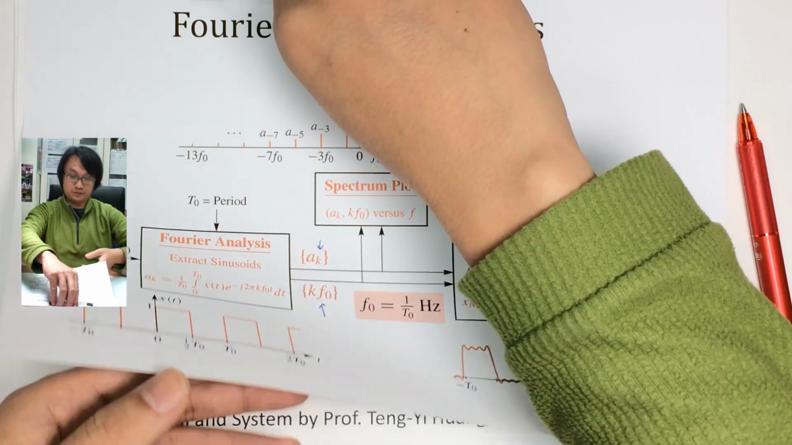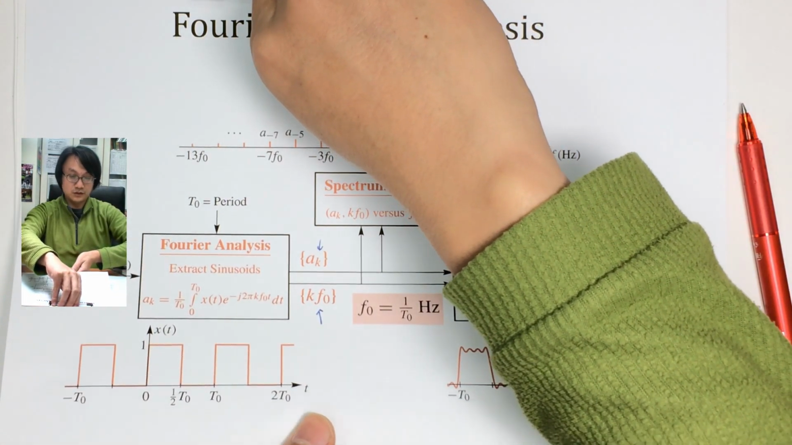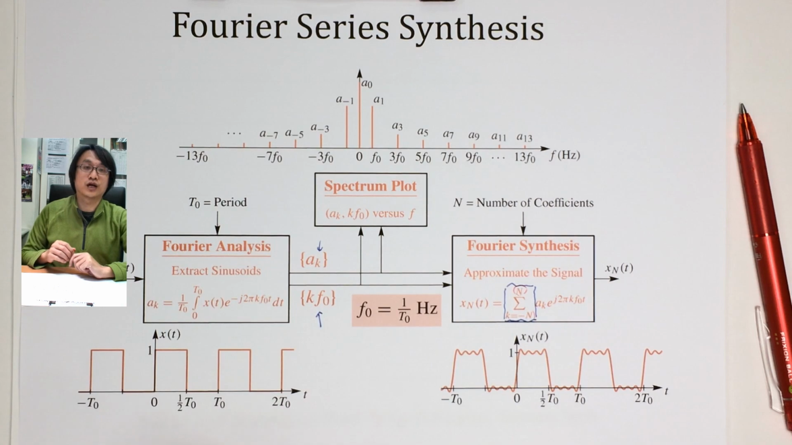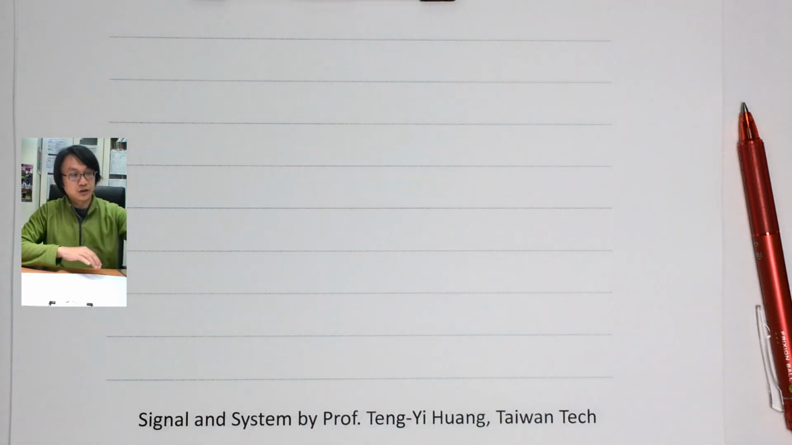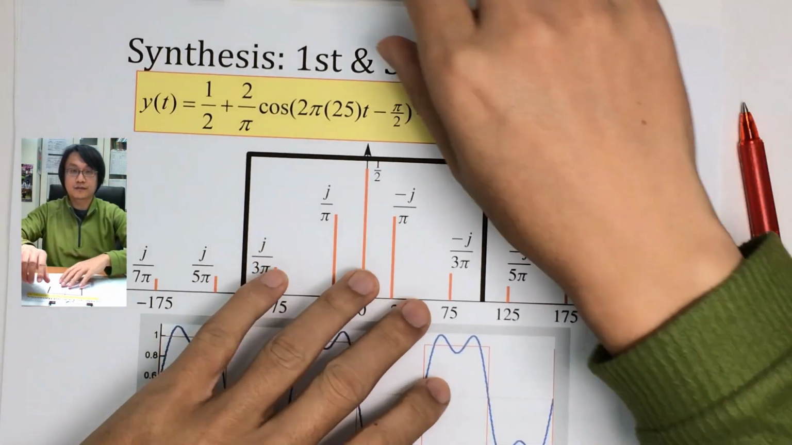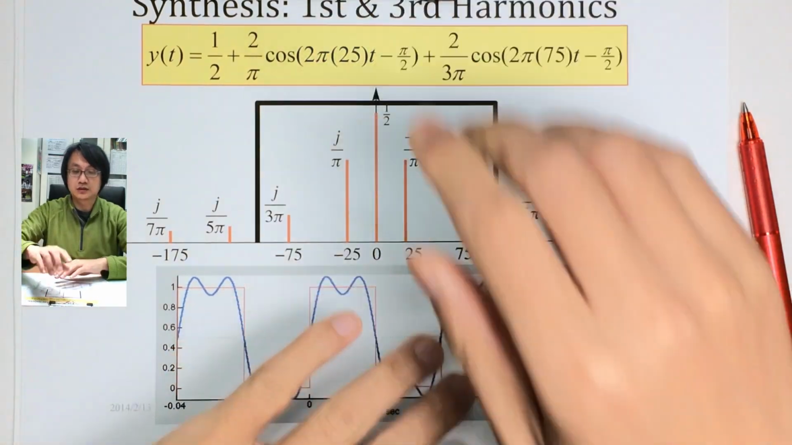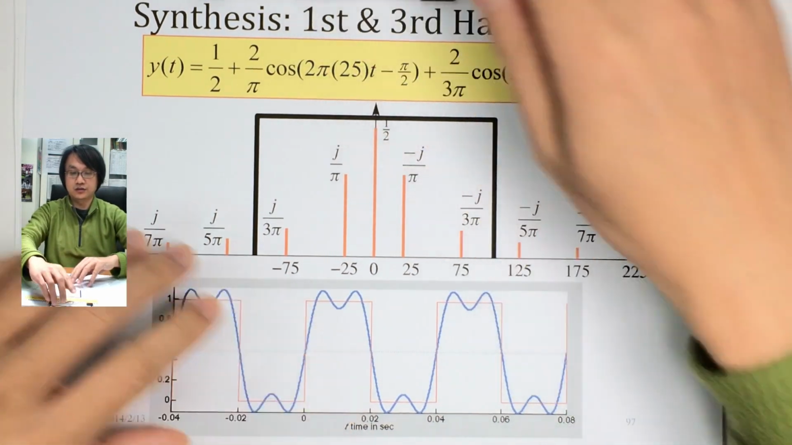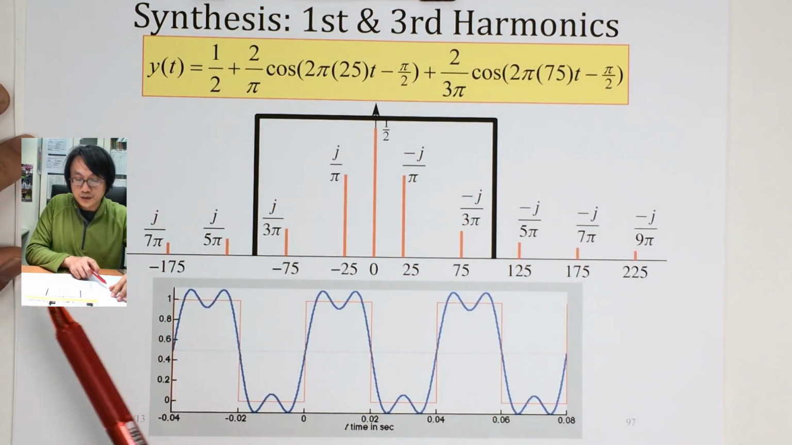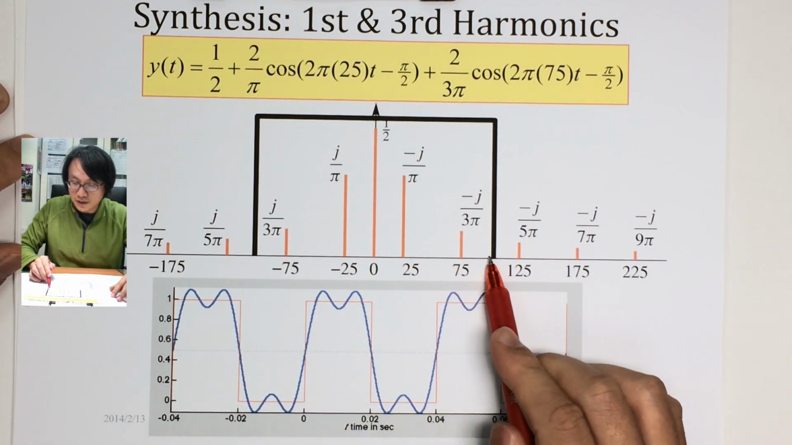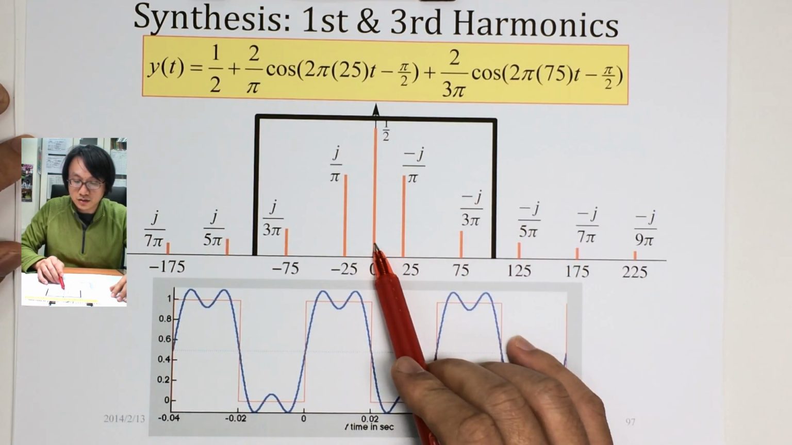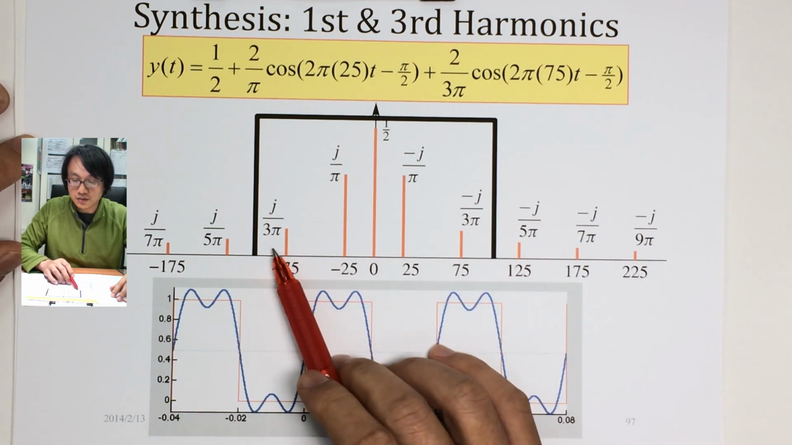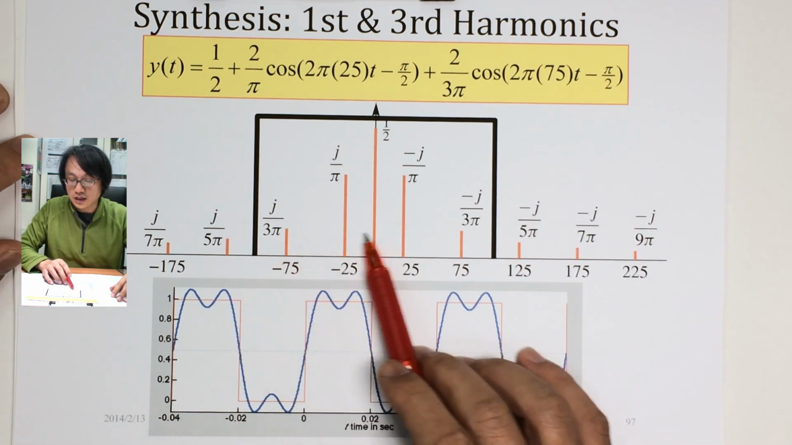Now let's look at the synthesis result. What does the synthesized time domain signal look like? If we only use up to the third harmonic, meaning we keep only the first few harmonics, only up to the third, DC, then the first and third. We only use the spectral lines from 0 to the third harmonic.